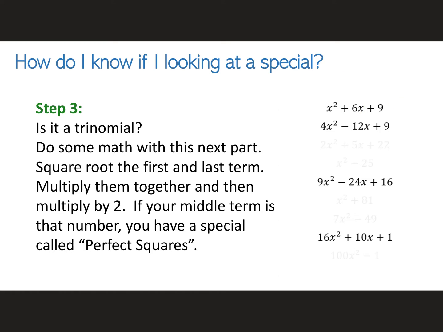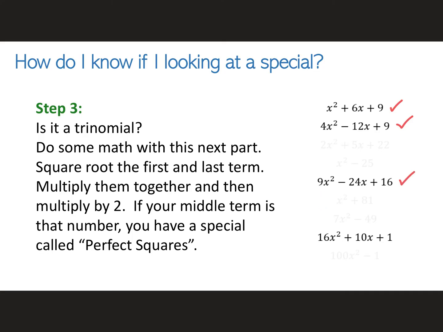All right, let's look at the next one. 4x squared is just 2x if I square root it. The 9 over here is a 3. And so 2x times 3 is 6x, and then times 2 is 12x. So yeah, that's it. Don't worry about the negative sign right now. Just look at the outside terms. All right, the next one. 9x squared, the square root is 3x. 16, the square root is 4. That works out for me. And so 3x times 4 is 12x, times 2 is 24x. Yep, that one works.